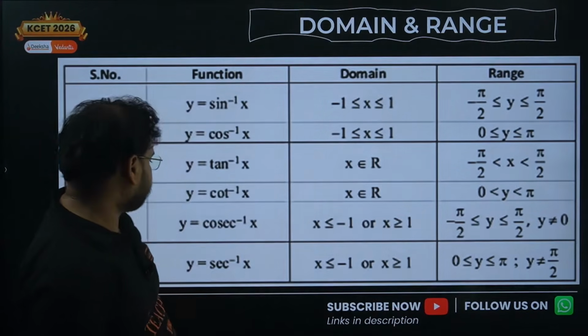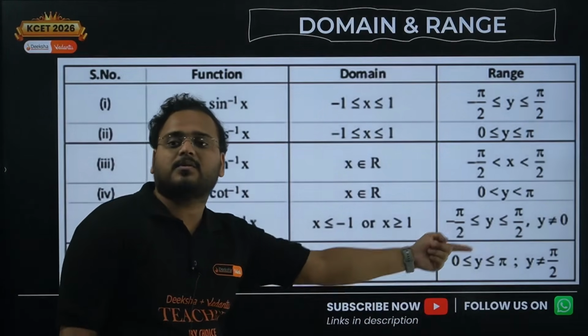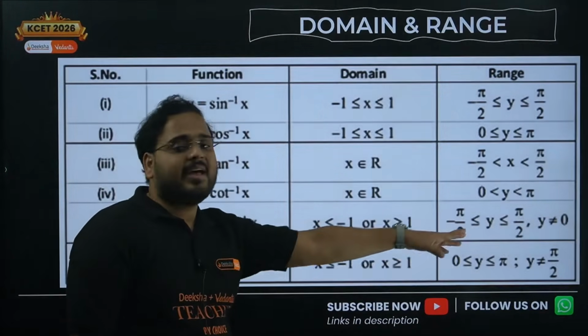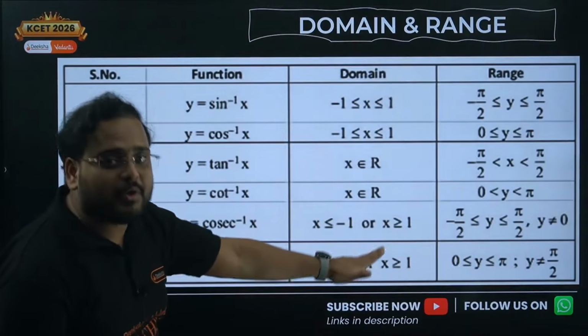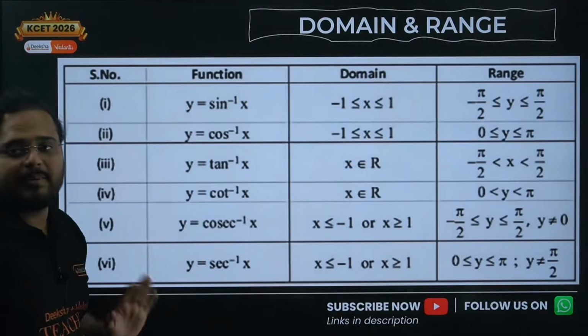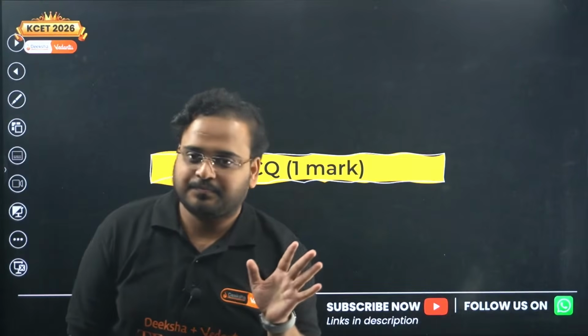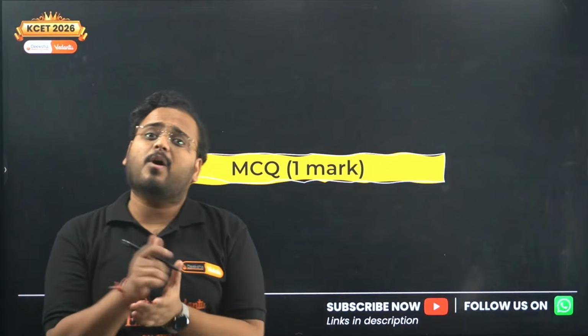Okay. Here again, for sec inverse we have less than minus 1 or more than 1, and for the range we have 0 to pi except for pi by 2, because cos pi by 2 is 0, so sec will be undefined. So this is your table for domain and range. Now I have to start solving your questions. Clear, na?